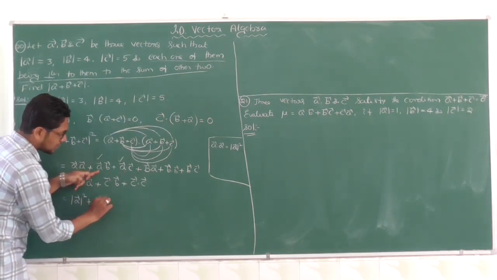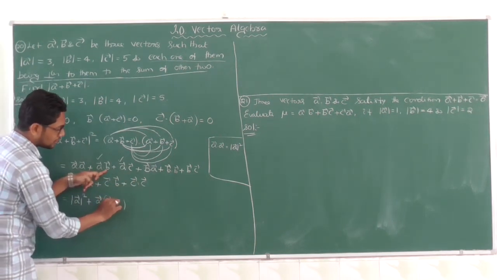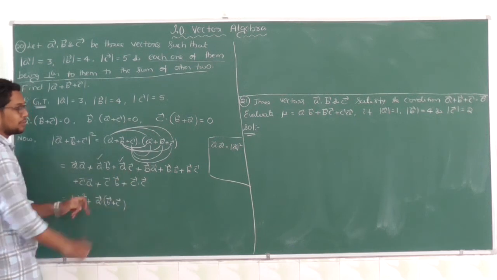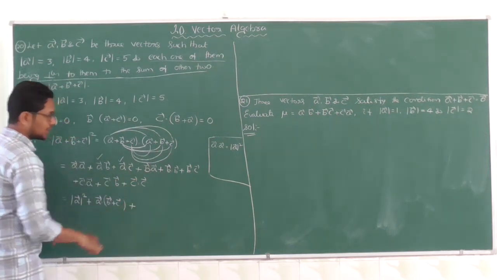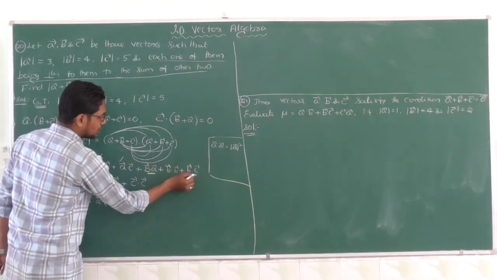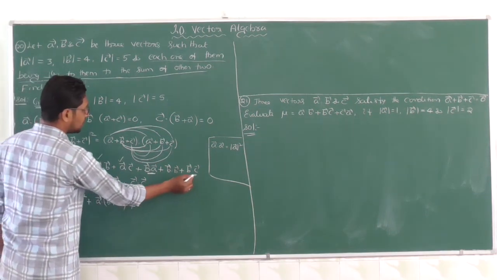The A vector is common. Then the remaining things are the B vector plus the C vector. In this I took the A vector common. Next plus, here we have B dot A. Here we have B dot C. Okay, B dot A and B dot C we have.